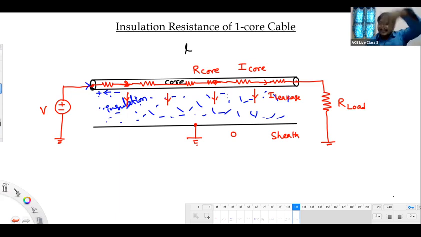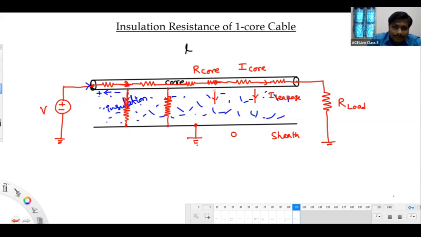Next one, insulation. We have leakage current flow, so we have that resistance kept in the direction of current flow only, but our voltage in the opposite. So I am showing that insulation resistance between the conductor and sheath.